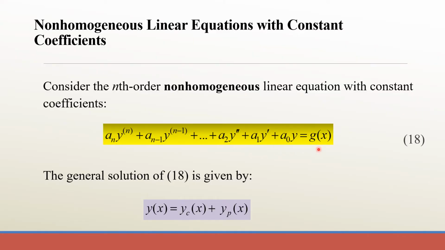This equation, number 18, is described as an nth order non-homogeneous linear equation with constant coefficients. This equation is said to be non-homogeneous because g(x) is not equal to 0. When we solve this non-homogeneous linear equation with constant coefficients, we will get the general solution, which is given by y(x) equals yc(x) plus yp(x). What is yc and what is yp?